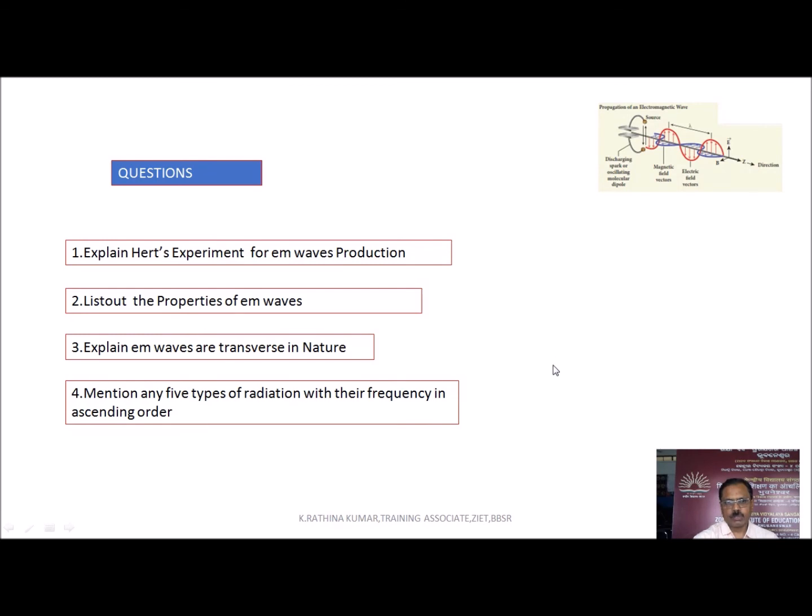Let's see some simple questions for your assignment, or take them as a note. Explain the Hertz experiment for EM wave production. List out the properties of electromagnetic waves. Explain why electromagnetic waves are transverse in nature. Mention any 5 types of radiations with their frequency in ascending order. Such types of questions will be asked. The fourth one is often asked in board examinations. You might have learned these things and I hope you will be able to write them.